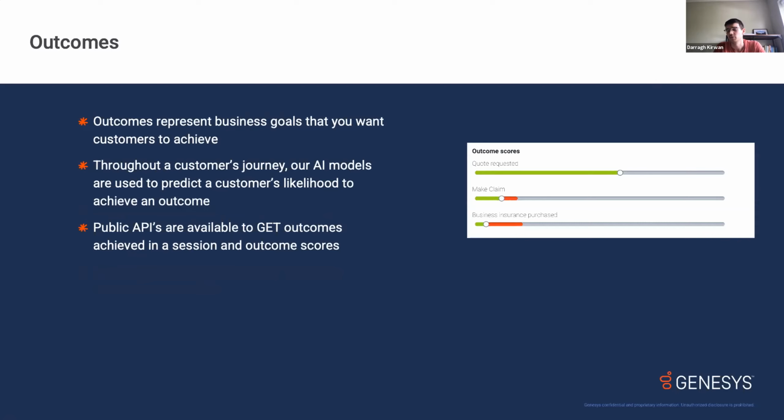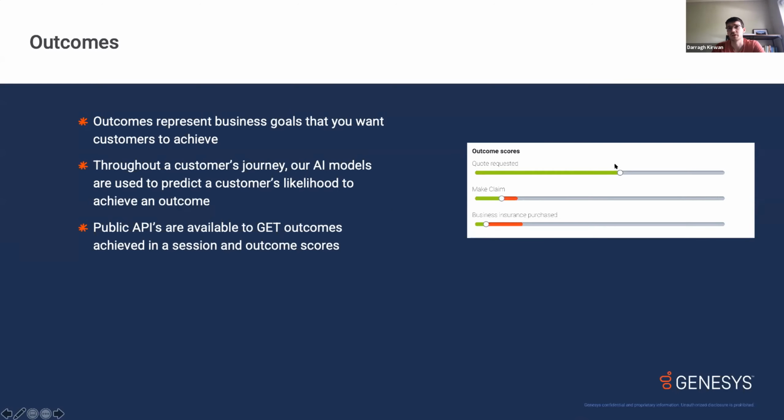Next up is outcomes. Outcomes are similar in a way to segments, and the interface where we configure them looks quite similar, but they are very different entities. Outcomes are really goals that your business is trying to maximize. I just put in an example over on the right there. This was from an insurance website that we use to test on, and I'll show you a demo of it later. It's showing the probability of a customer achieving one of these 3 outcomes: requesting a quote, making a claim, purchasing business insurance.